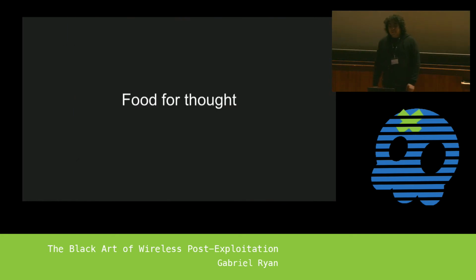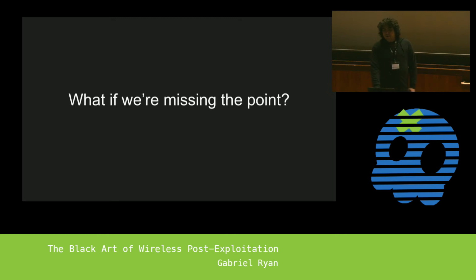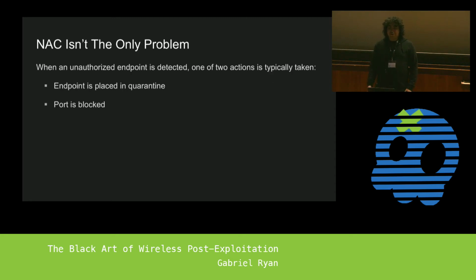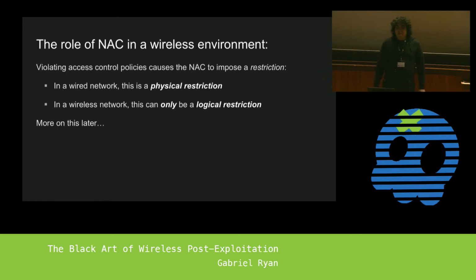So food for thought, though. A lot of this talk has been about whether or not breach containment actually works at identifying an authorized or unauthorized device on a network. But what if we're missing the point? When we think about the role of NAC in containing a wireless breach, we're using it to prevent attackers from accessing sensitive resources after the breach occurs. And the way that we're doing this is that when an unauthorized endpoint is detected, we're going to take one of 2 actions. We're going to either place the endpoint in quarantine, or we're going to block off the port entirely.